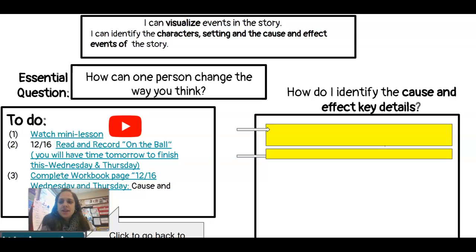So your to-do is to watch this mini lesson and then read and record on the ball. Then complete workbook page December 16th, Wednesday and Thursday.